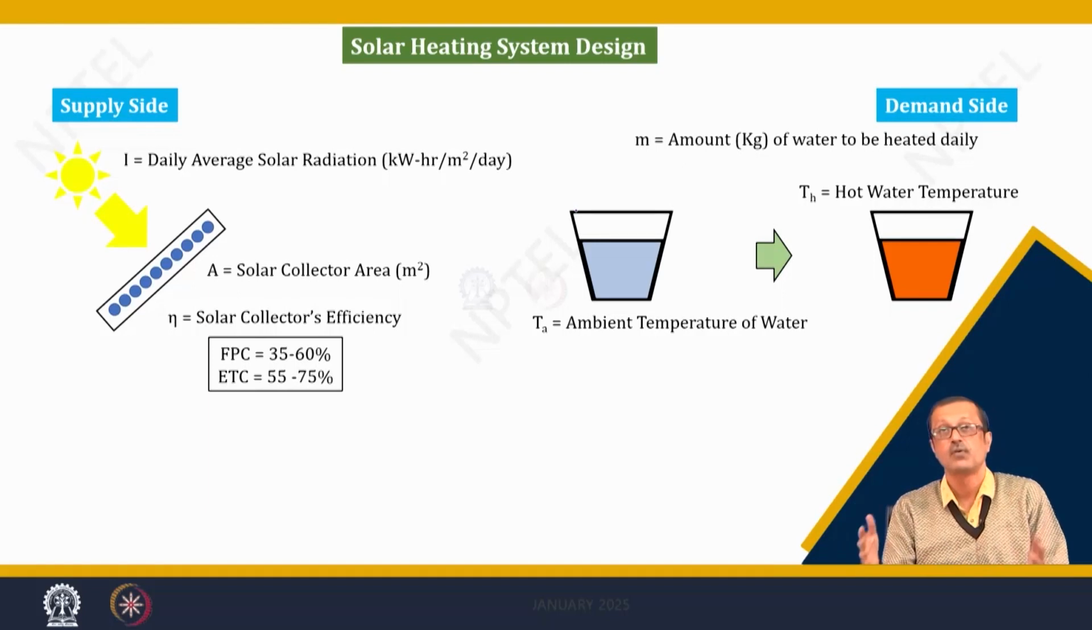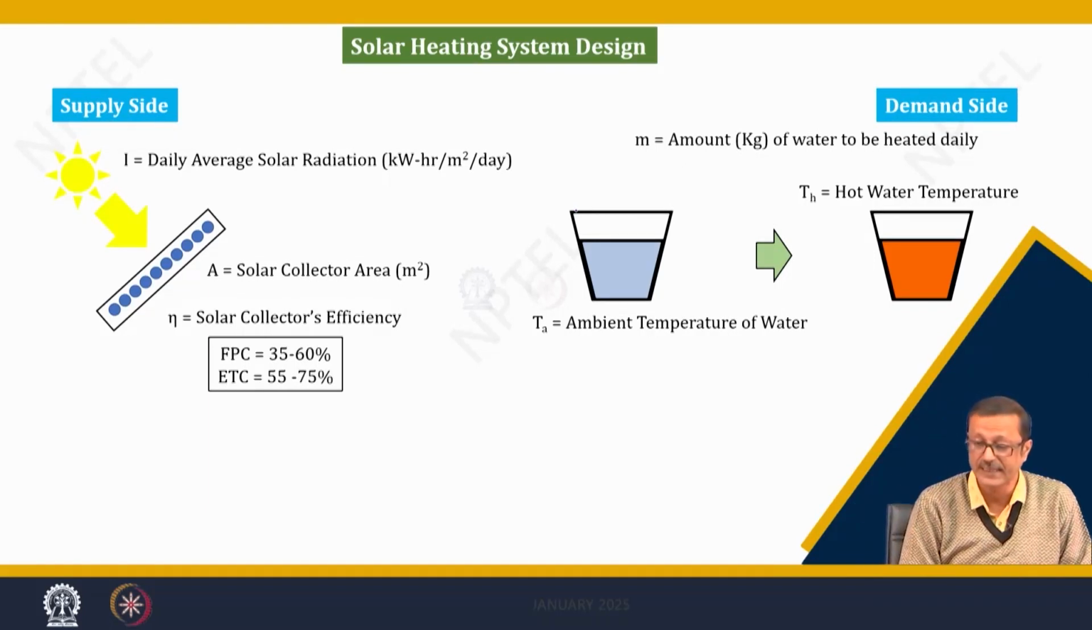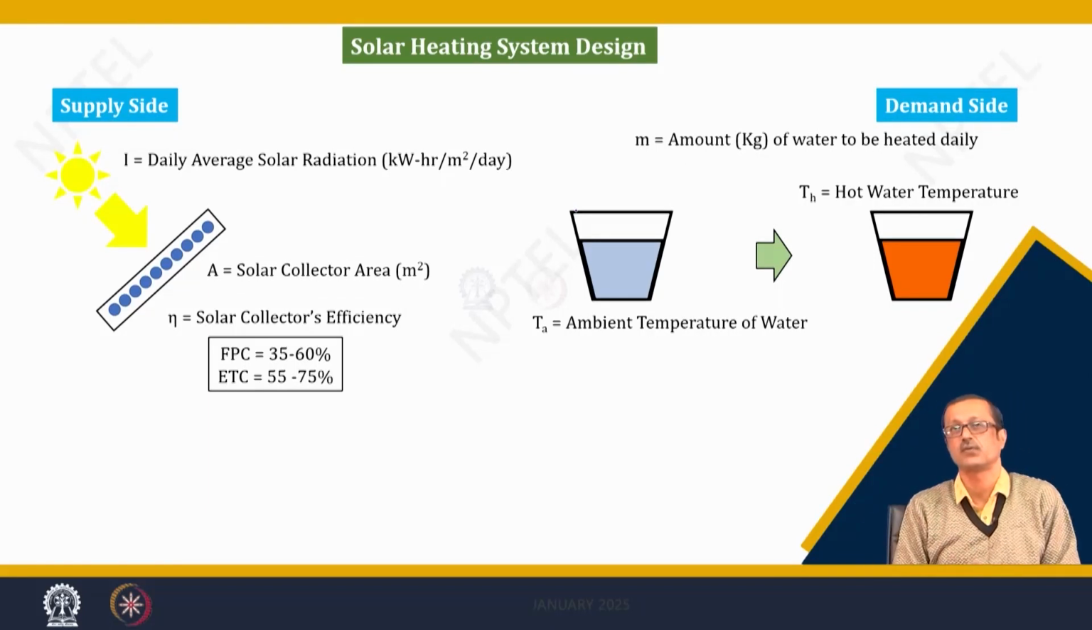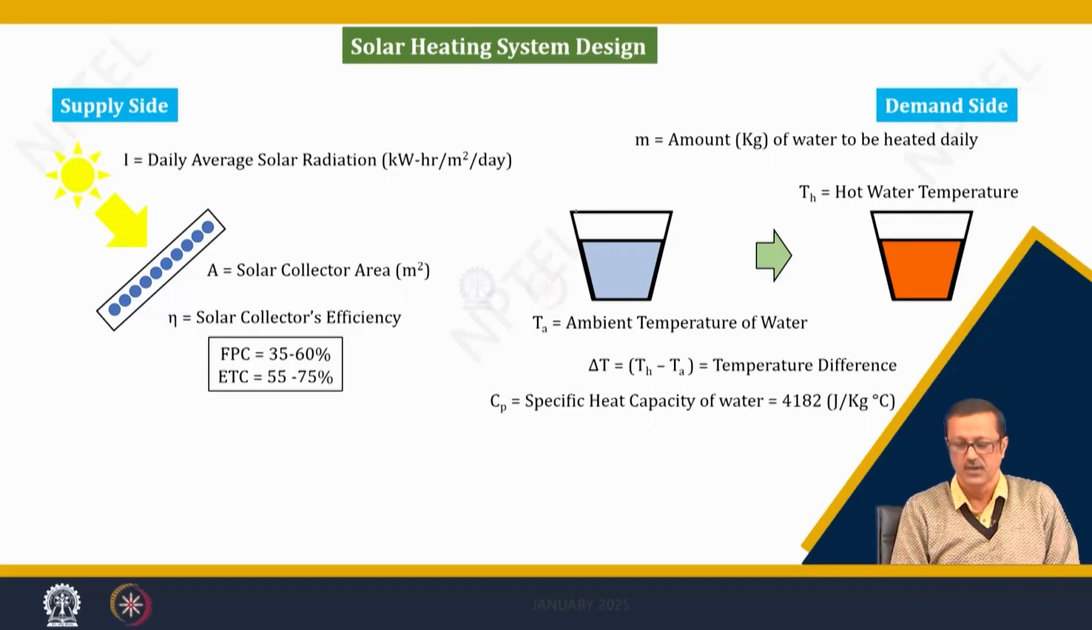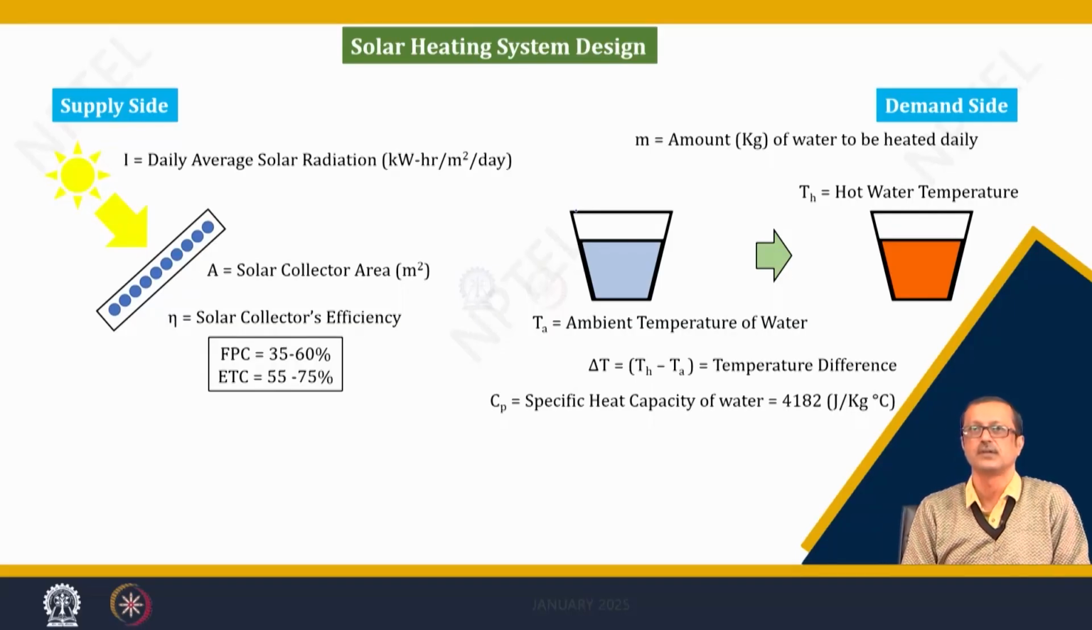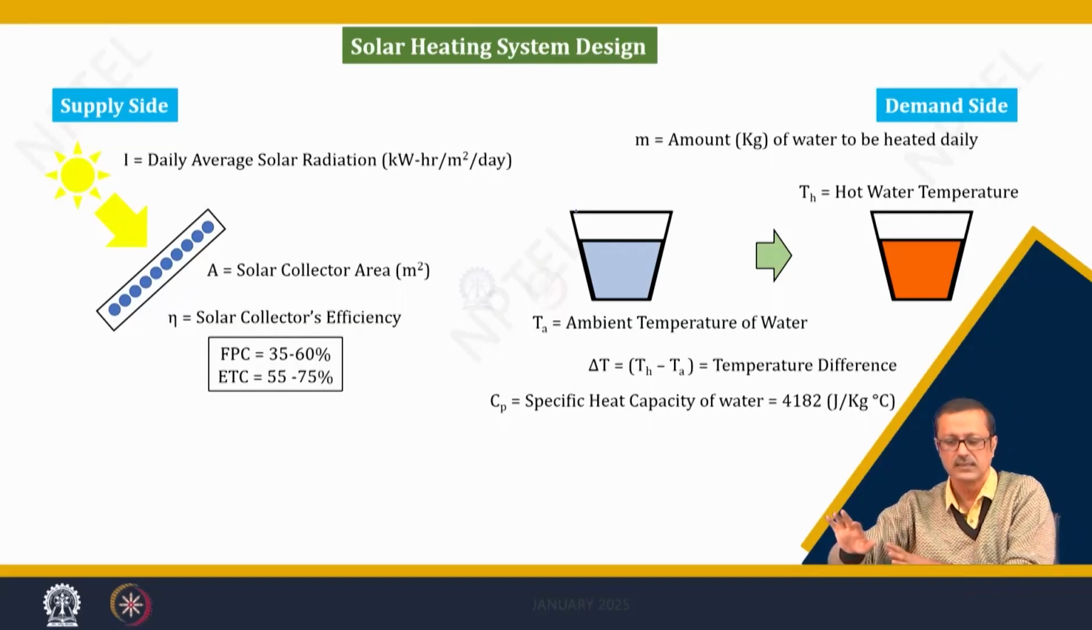I need to know what the hot water temperature TH should be, how much I require to increase the temperature. Maybe I can get 20 degrees, and I need 60 degree water. So, this is 60 and that is 20: the ambient and the hot water temperature I need to know. I also need to know the specific heat capacity of water, that is 4182 joule per kg per degree C. So, these are three, what are the three?